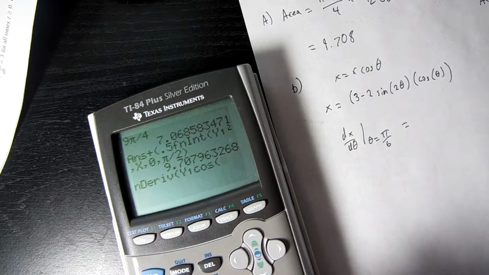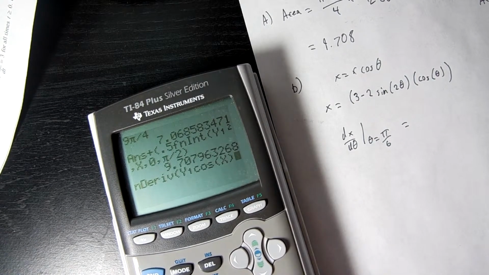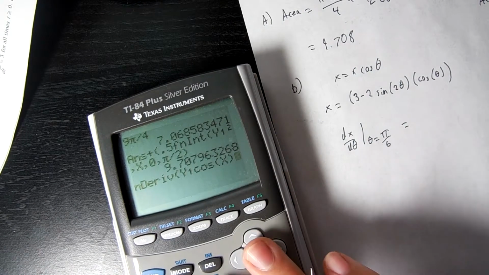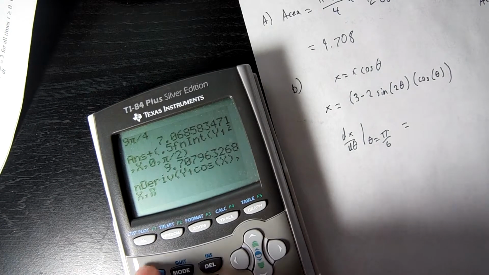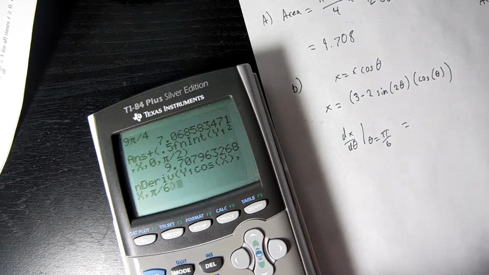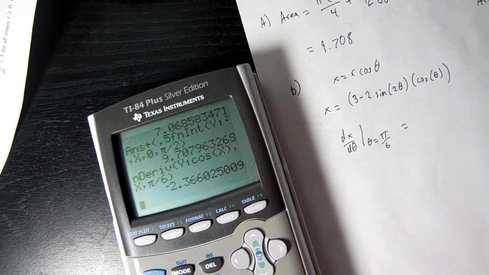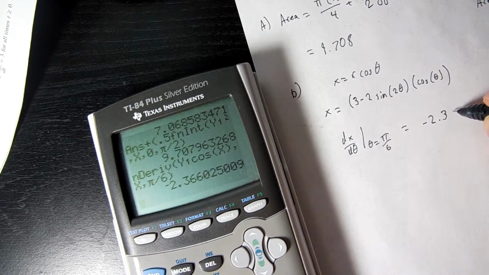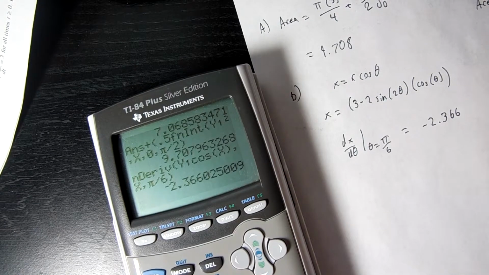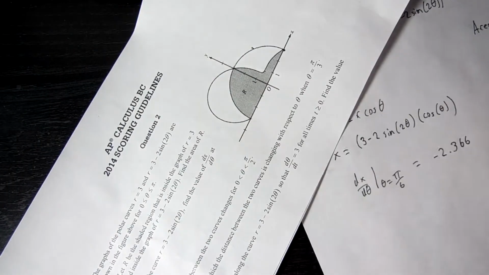Multiply by cosine of theta. It doesn't matter if it's x or theta, it works both ways in this calculator. And you know you have to plug in pi over 6. And you get an answer of negative 2.366. Alright, put the calculator away and let's move on to part C.